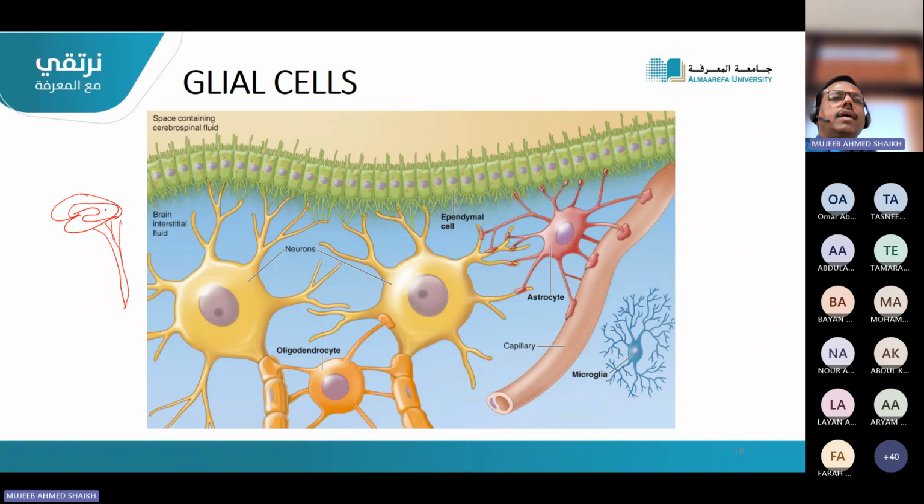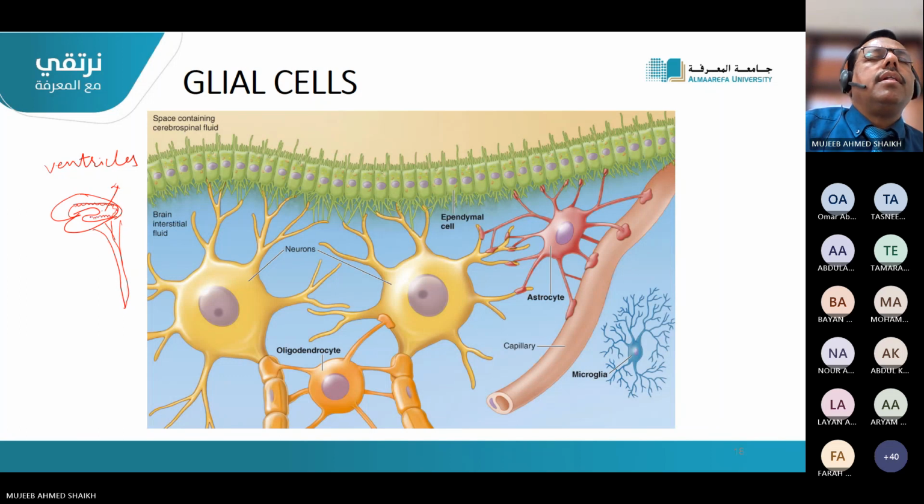These are called ventricles: the lateral ventricle, third ventricle, and fourth ventricle. These are open, hollow spaces. These hollow spaces have cells lined along them. These are nothing but the ependymal cells.